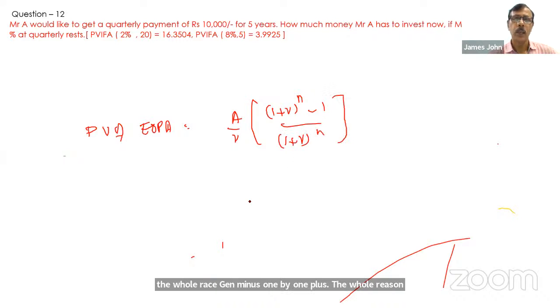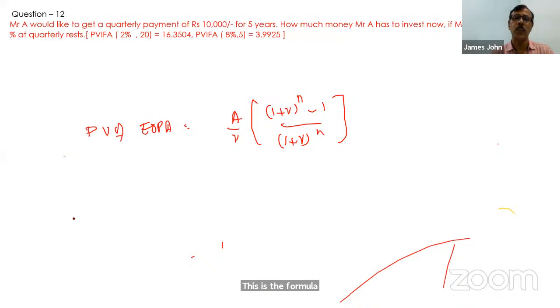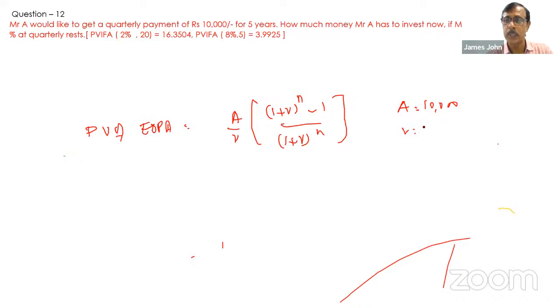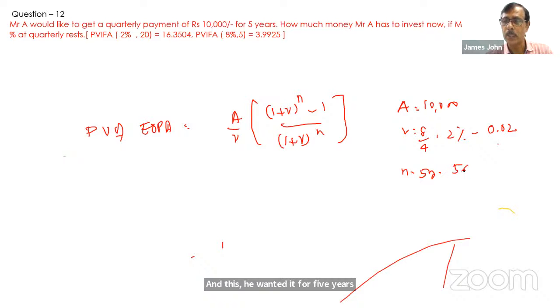This is the formula. And a person would like to get a quarterly payment of 10,000. That means, what are the things given? A is 10,000. R is 8%, and it is quarterly, means 8 by 4. It is 2% or 0.02. N: he wanted it for 5 years. 5-year quarterly means 5 into 4, that is 20.